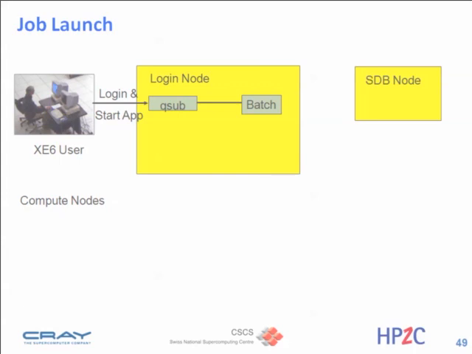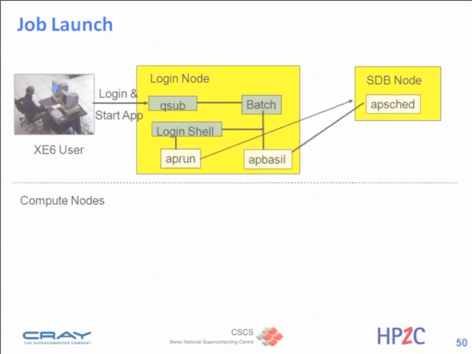On the login node, there is a batch component that takes care of your submission command. And then, given the number of nodes you want, there is a part of ALPS running on the login nodes that takes care of this, queries the SDB database, the SDB node, and gets an idea of whether there are enough nodes available to satisfy your request, and which kind of nodes should be chosen for your application to run. This is not something that you just run APRun for, okay? Something else is taking care of this.